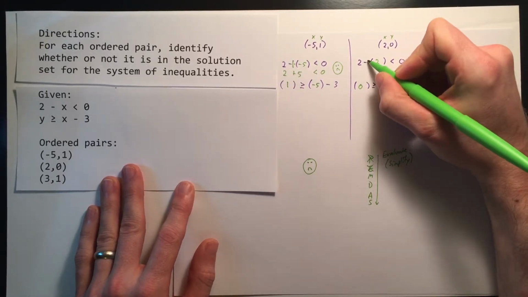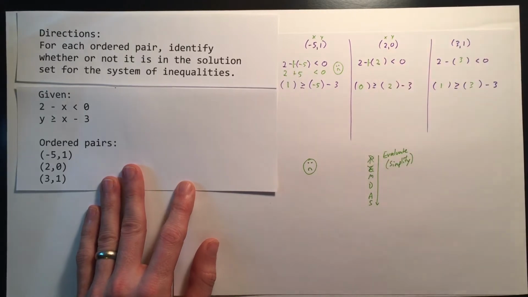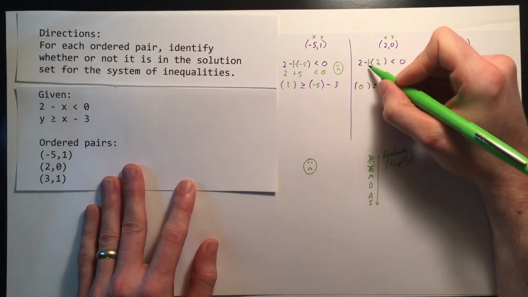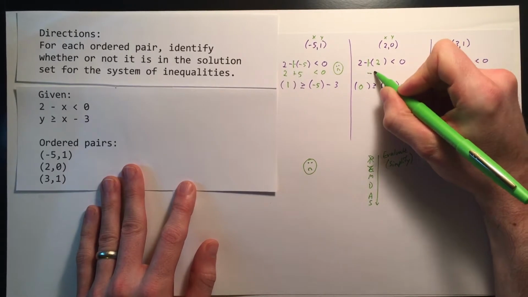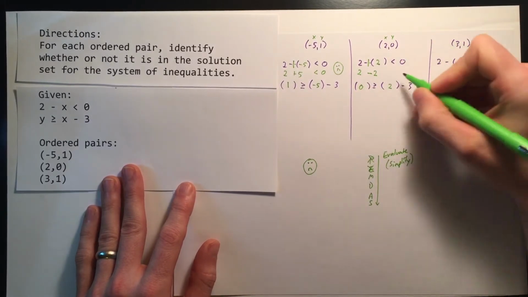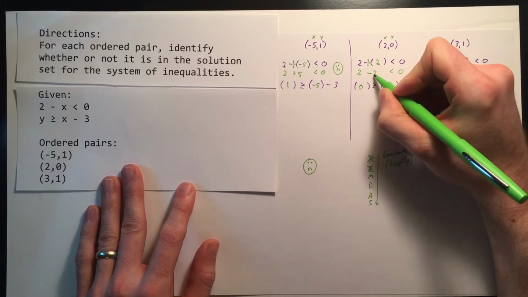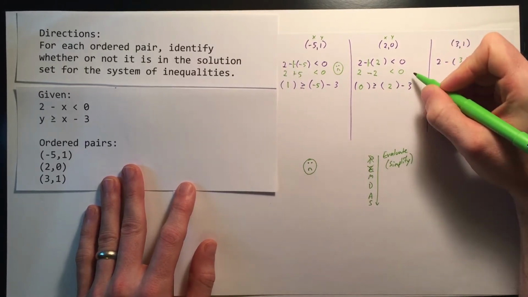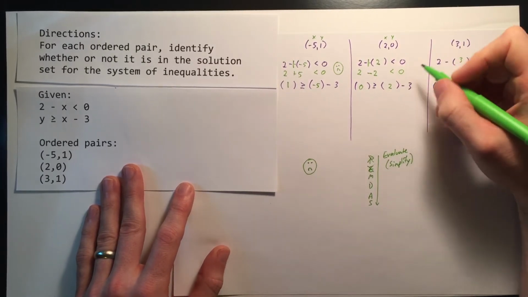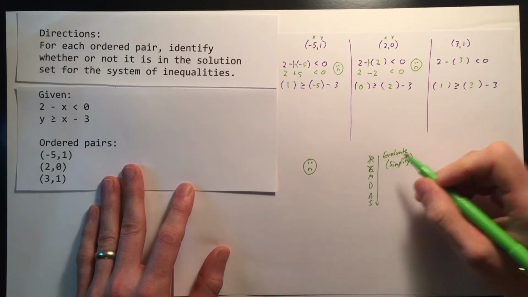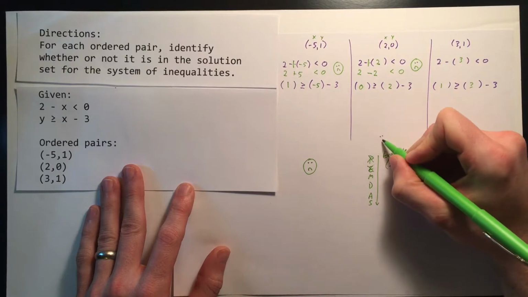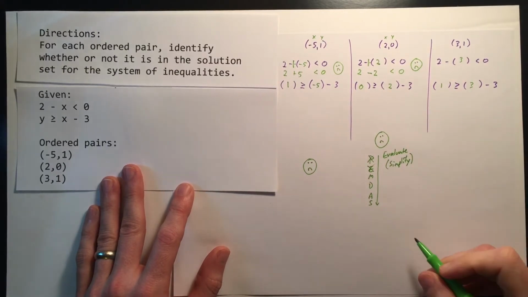Again, a minus sign without a number is actually an invisible 1, and that is multiplication. And a negative 1 times a positive 2, negative times positive makes negative. 1 times 2 makes 2. Now I'll write that 2 there. 2 minus 2 makes 0. Is 0 less than 0? No, it's equal to 0. So this is also false. And again, we can skip the next problem, and we can just say, nope, that's also not a solution to the system.